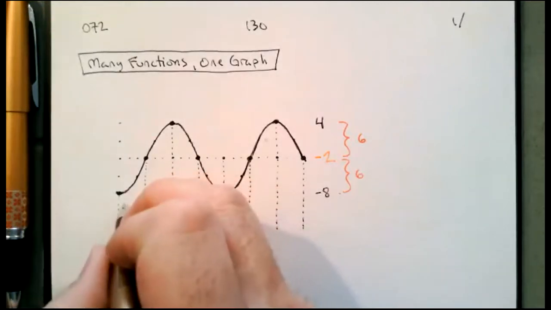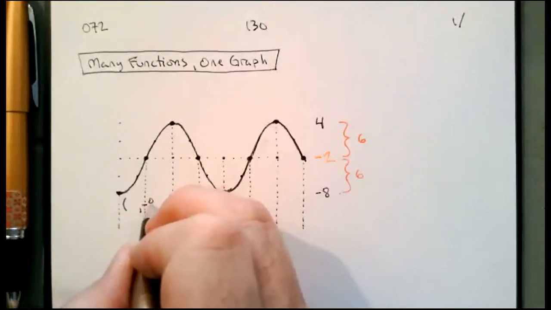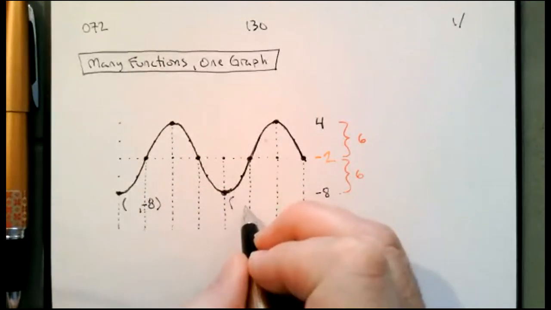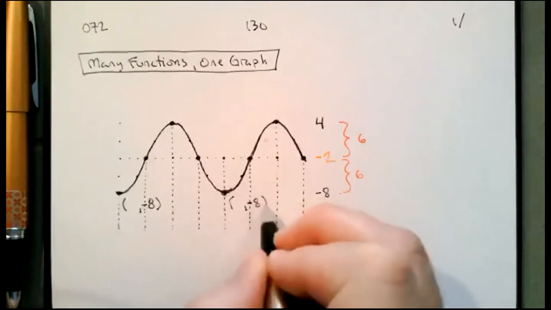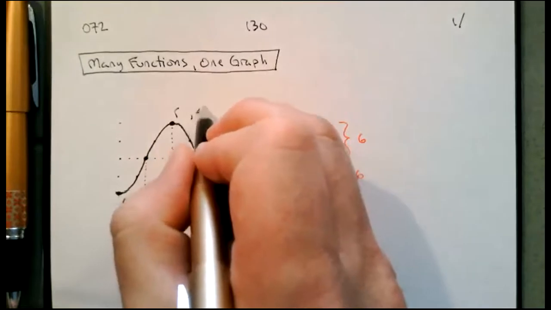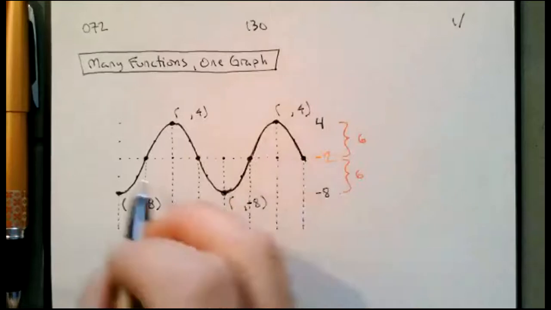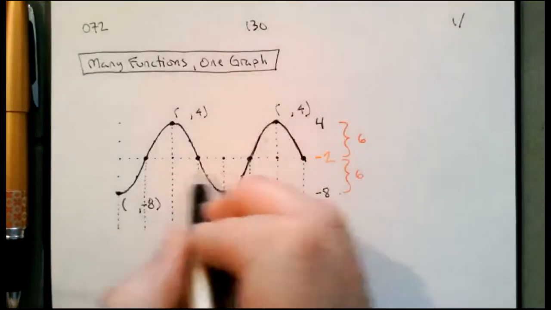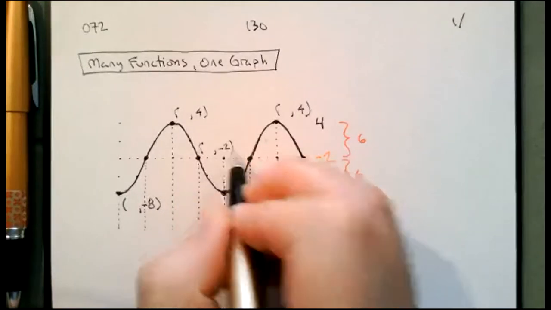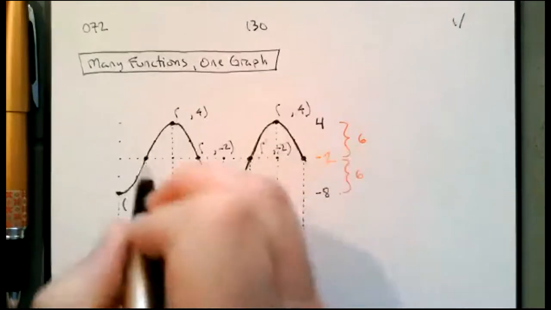So the coordinates down here, I haven't figured out the x's yet, but the y coordinate will be -8. At the top, I haven't figured out my x, but my y coordinate is 4. And along the middle, I haven't figured out the x, but the y coordinate's -2. Same thing here. Y coordinate's -2.